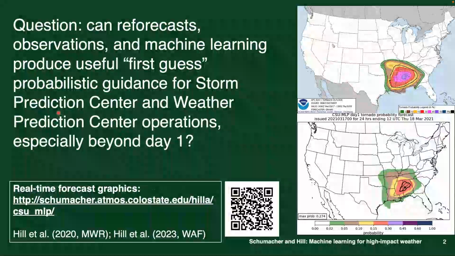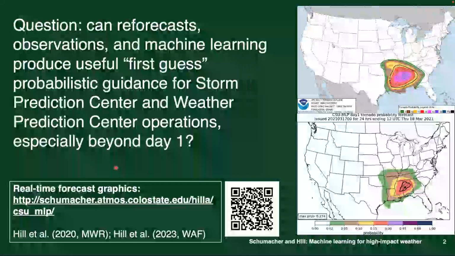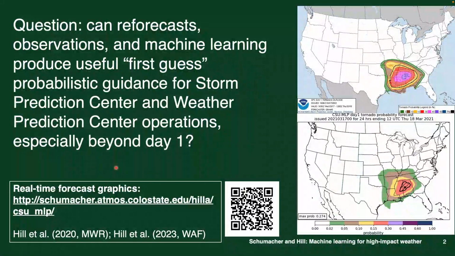So the big question that we're trying to address with this work over the last several years is, can we use a combination of reforecast data sets and observations and machine learning to get useful, quote unquote, first guess guidance for the operational centers, looking at severe weather and excessive rainfall, and especially beyond day one, although we make day one products as well. So tools that can be used in the forecast process in a way that's beneficial to make forecasters' jobs easier or better or both.